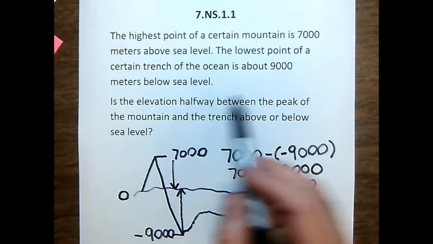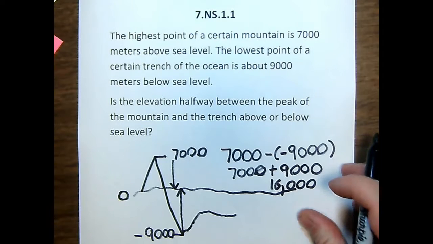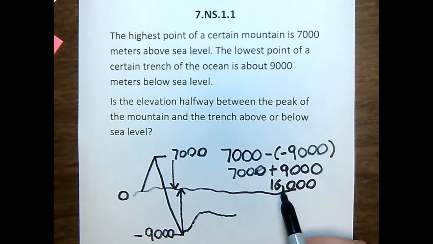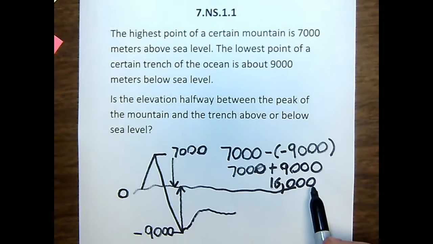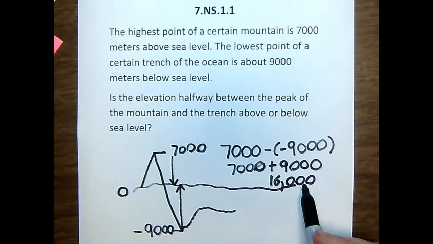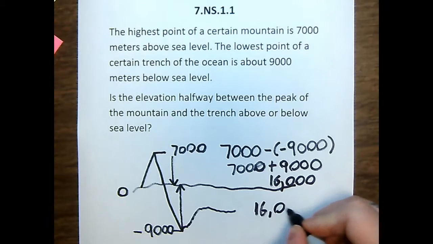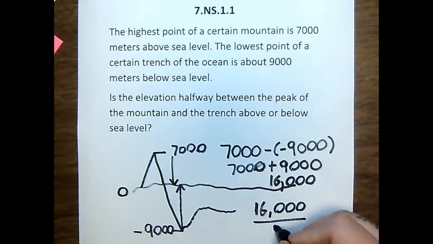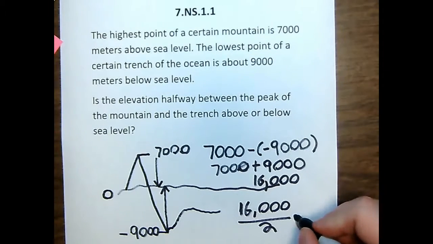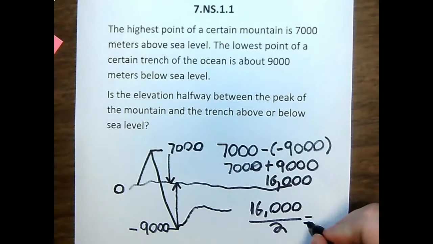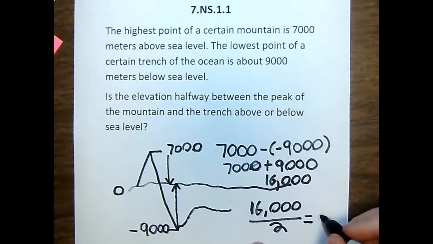Okay, now it wants to know what is the halfway. What is halfway between them? So halfway would have to be this number cut in half. So we would basically take this number here, 16,000, and divide it by 2. That's cutting it in half, dividing it by 2. So we know if we cut this in half, we are going to equal 8,000.